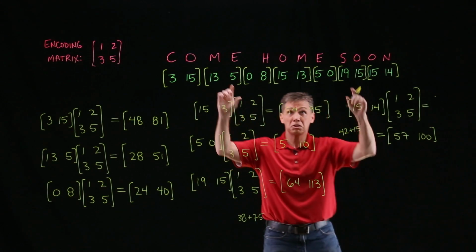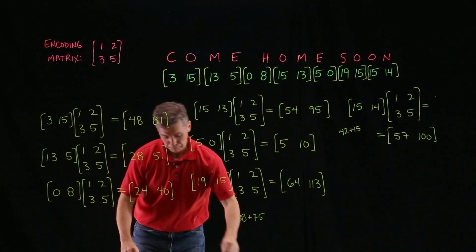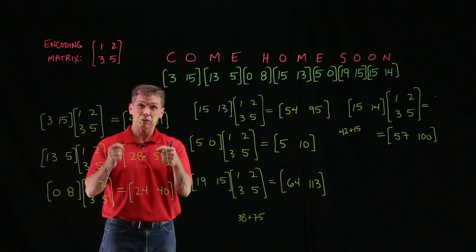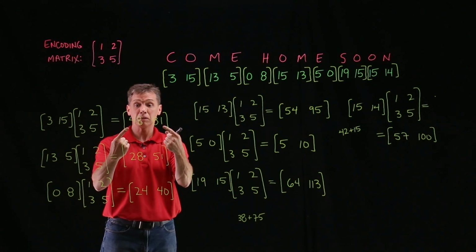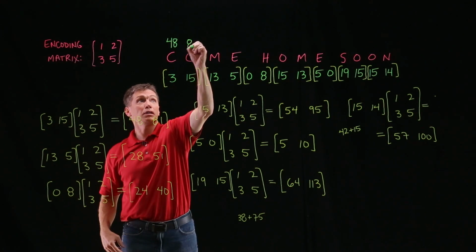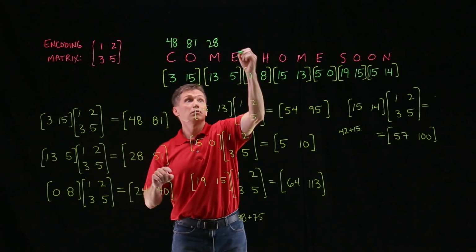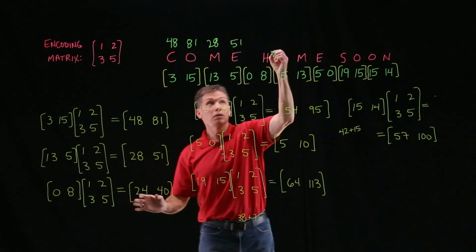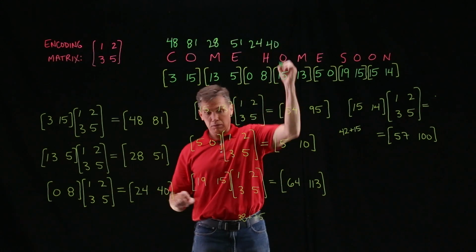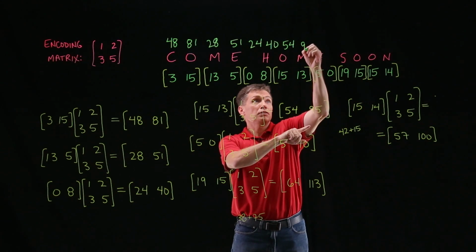You know what? I think I'm going to take advantage of the space up here, and I'll swap colors and do it in green again, I guess. But the final answer for the coded message is going to be all of these numbers. I'll just end up writing them out. 48, 81, 28, 51, 24, 40, and then the 54, 95.